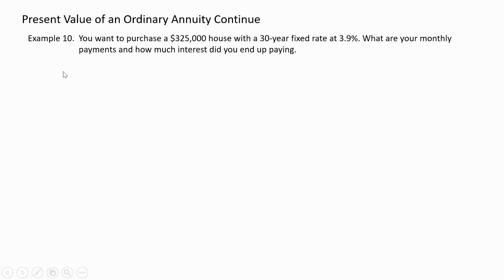Now let's do example number 10. Say you want to purchase a house for $325,000 with a 30-year fixed rate at 3.9%. What are the monthly payments and how much interest did you end up paying?